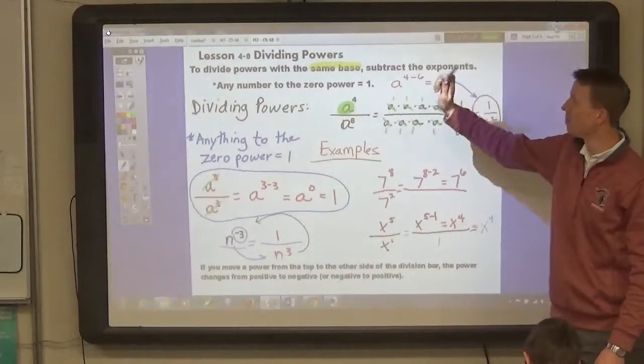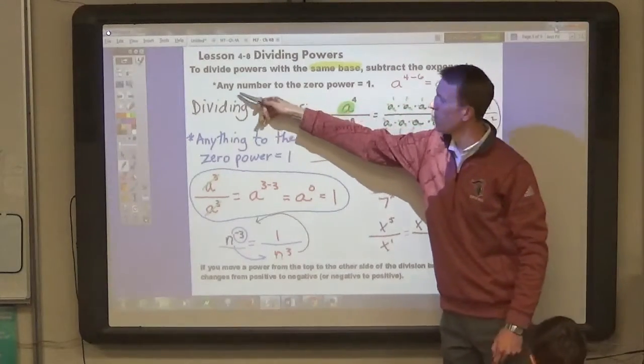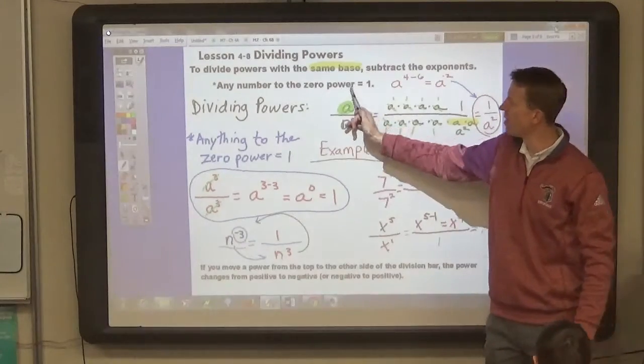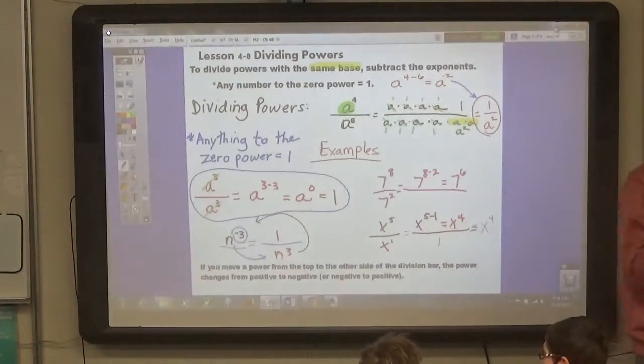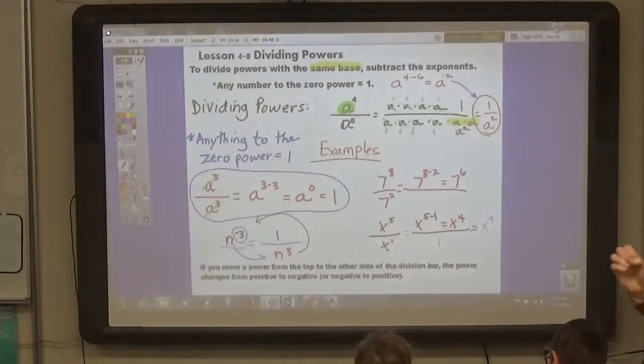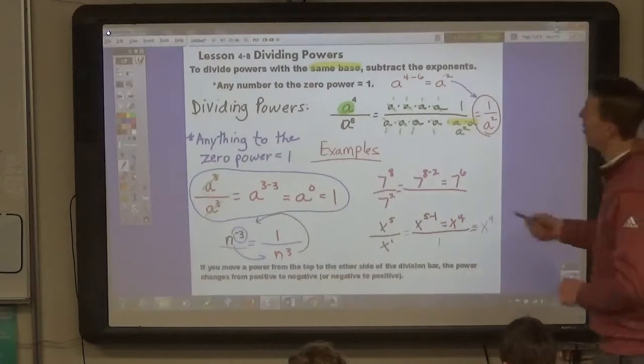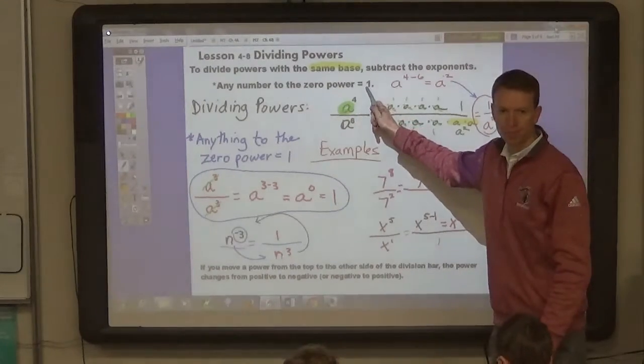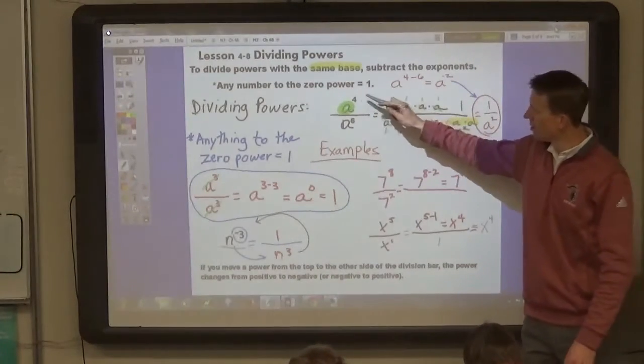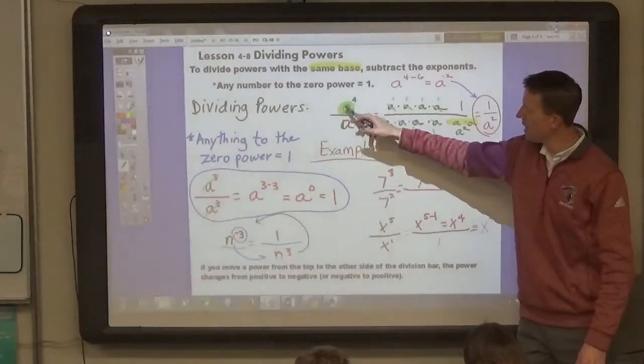Well, first of all, before we start, this is really important, so I'll highlight this in your notes. Any number to the 0 power is 1. Whether it's a variable like a to the 0 power, or if it's a number like 5 to the 0 power, anything to the 0 power is equal to 1. So I'll highlight that. And then look at this example.